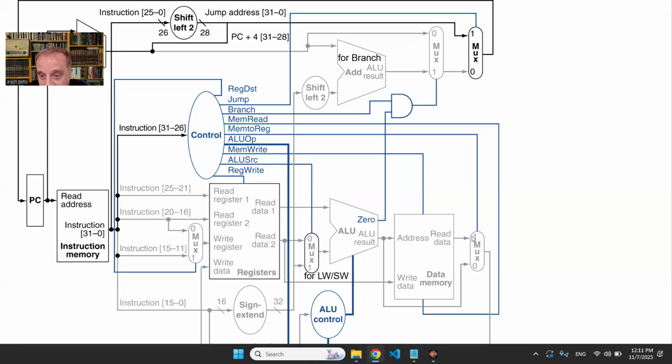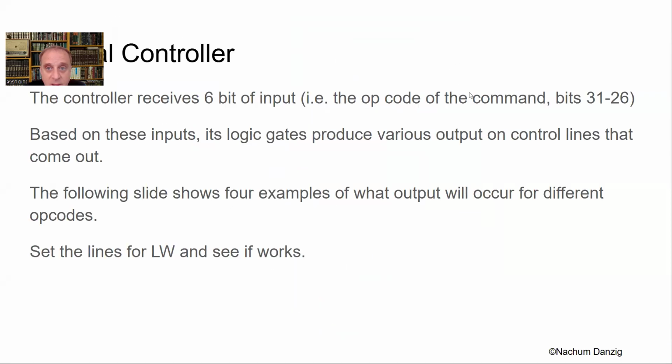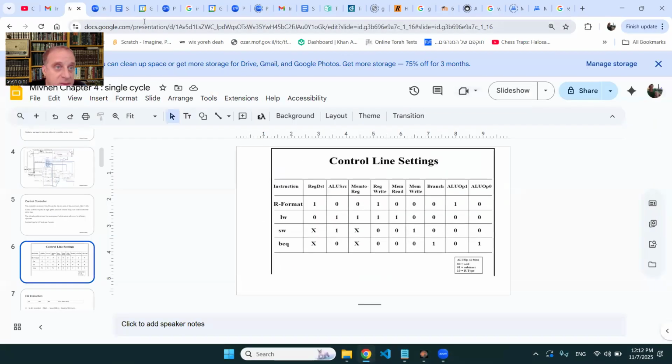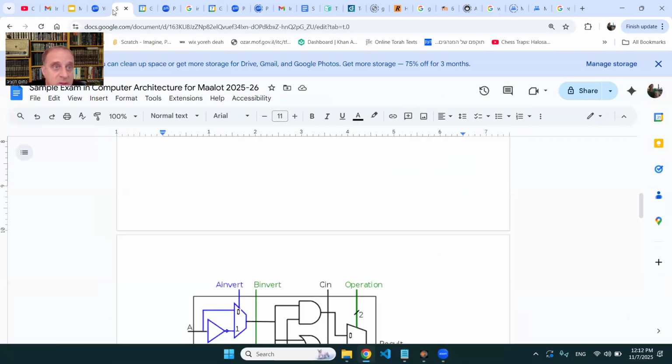Basically, the only one that needs a 1 over here is load word, and the only one that needs a 0 here is an R type. So if it's set permanently to 1, then the R type's not going to work. So the question was, if we go back, yeah, here's the question.